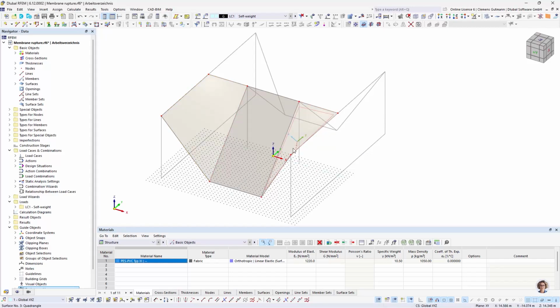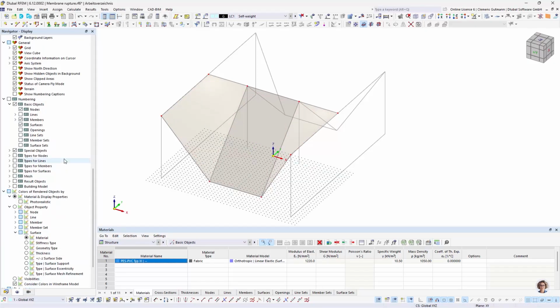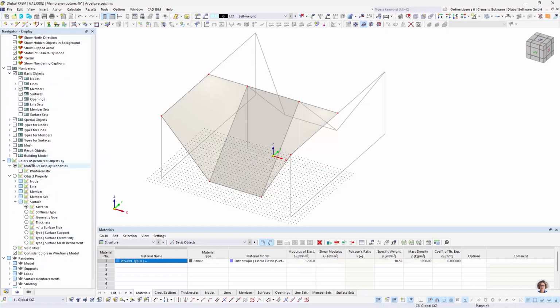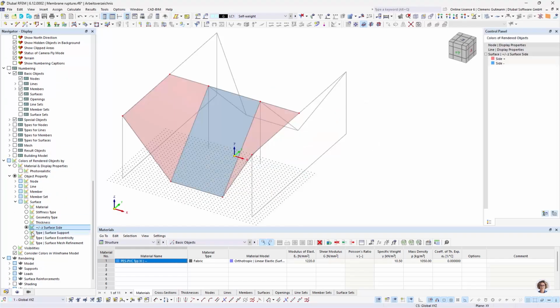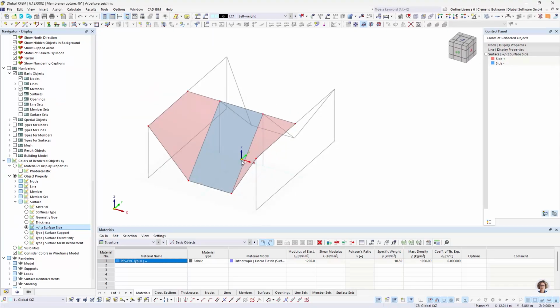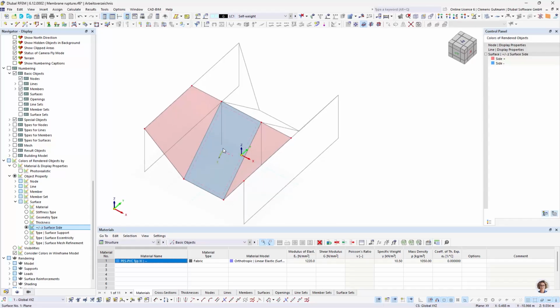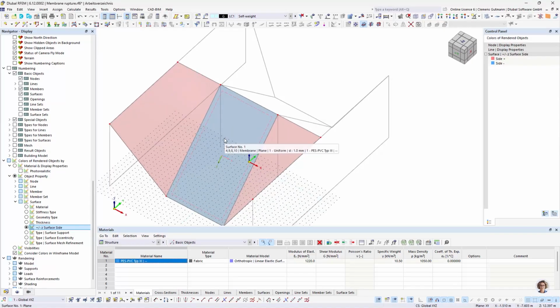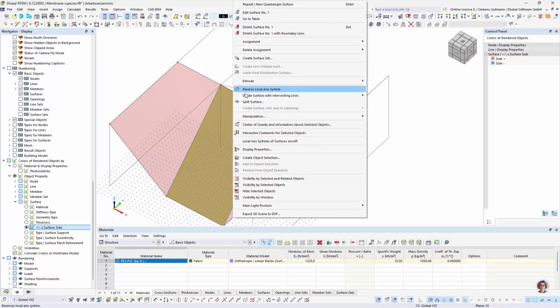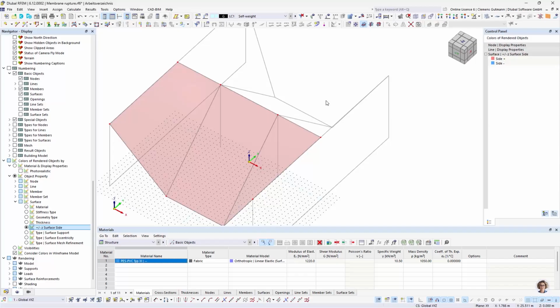And then it's always good to inspect the orientation of the surfaces. This can be easily achieved by going to the display navigator and scrolling down to the section colors of rendered objects. And then you can choose the surface side being displayed. So one side is blue, the other one is red. And I want them to be oriented in the same way. And I can do that by right-clicking on that surface and reversing the local axis system.